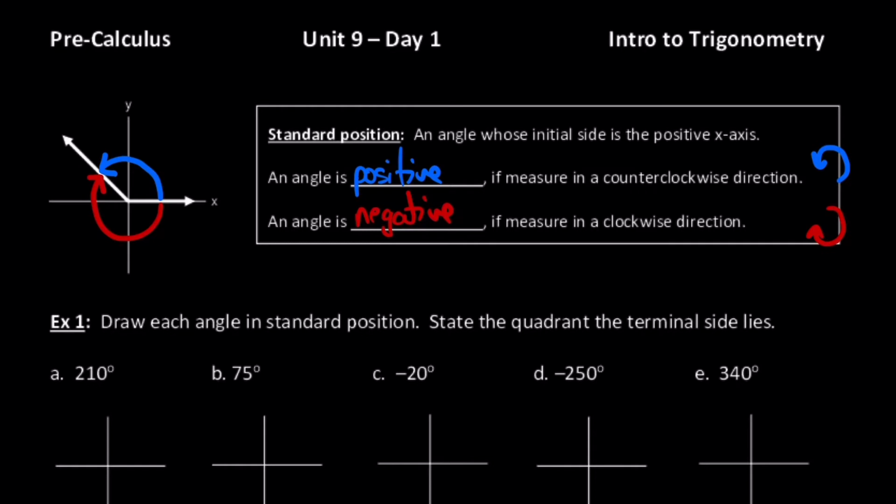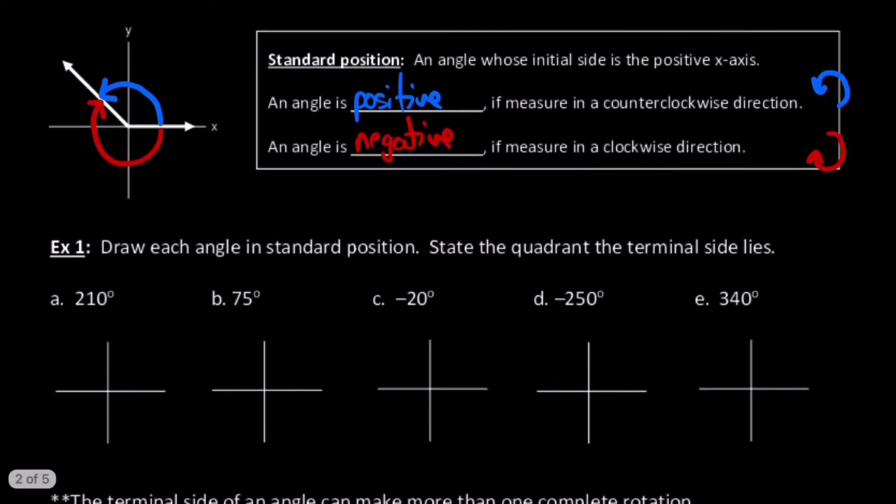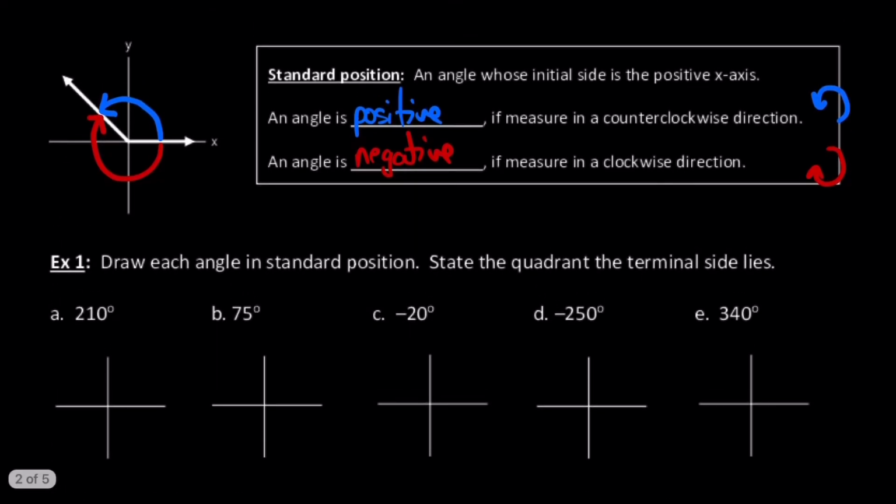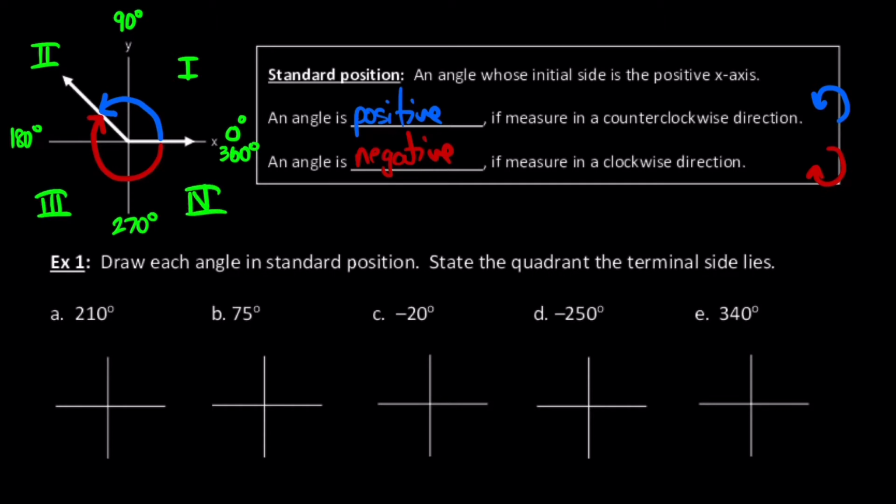Okay, so what we're going to do first here is draw each angle in standard position, state the quadrant the terminal side lies. Well, quick background. Today we're going to be talking in degrees. We need to realize that that's 0 degrees. Up top is 90. That's 180 degrees. That's 270 degrees. And then back all the way around would be 360. Also our quadrants. First quadrant, upper right. And then we have second, third, and fourth. So all we're going to do here is just draw the terminal side and state what quadrant it's in.